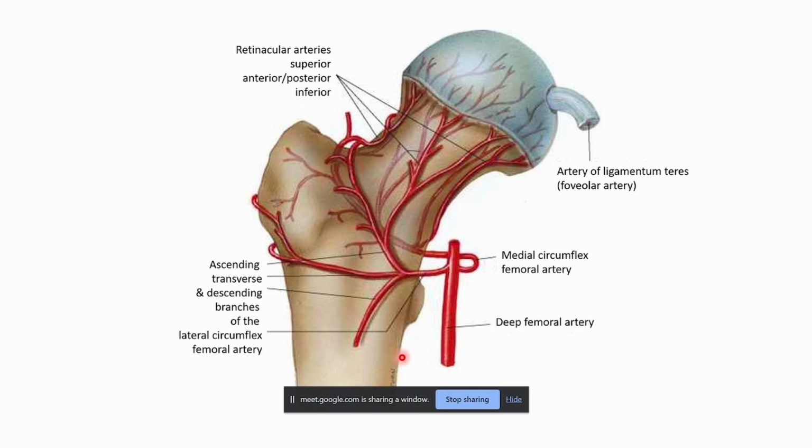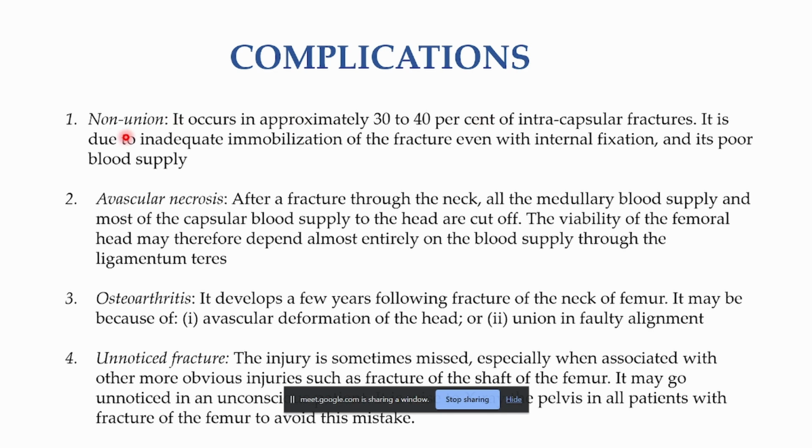So this slide discusses the blood supply of the femur. When there is a fracture at the neck of femur, the main supply to the head of the femur will be from the artery of ligament of teres. The retinacular and medullary vessels will not be able to supply, so there is increased risk of degeneration of the head of femur. The complications will be non-union because there is poor blood supply, so there are increased chances of non-union of the fracture.